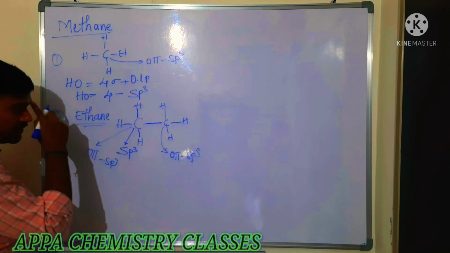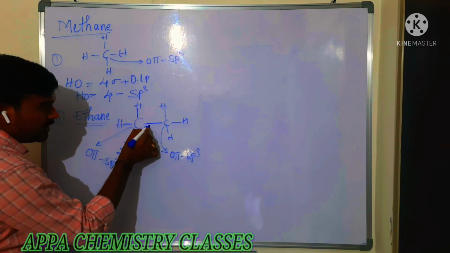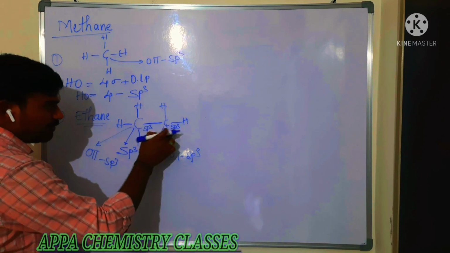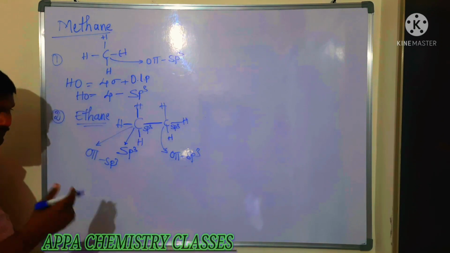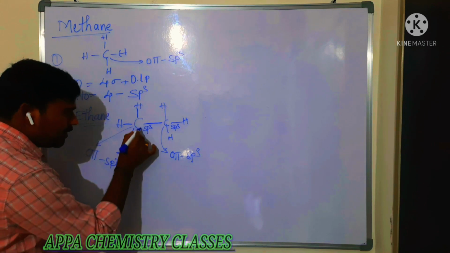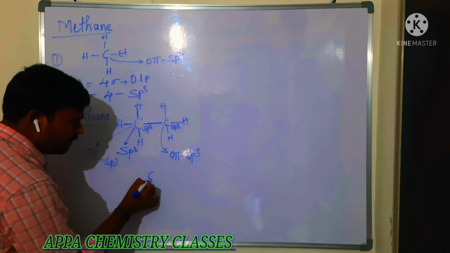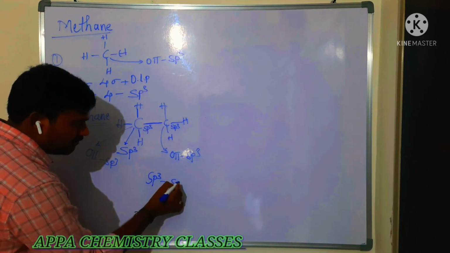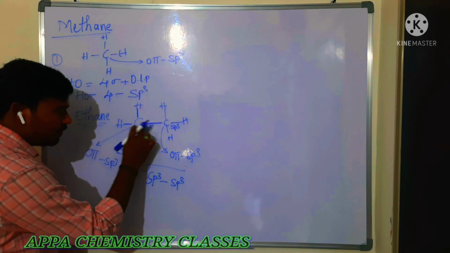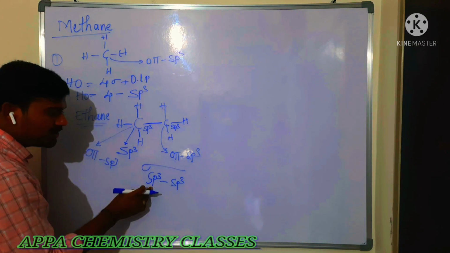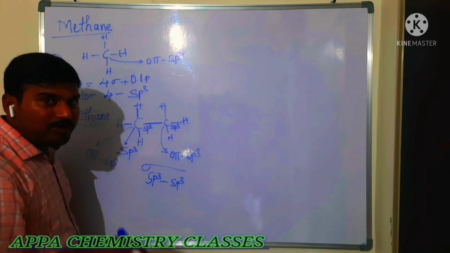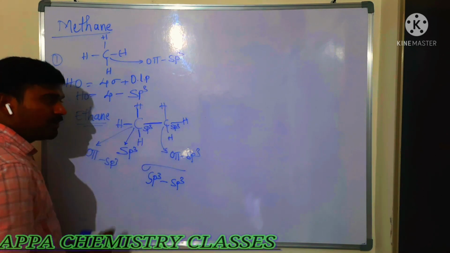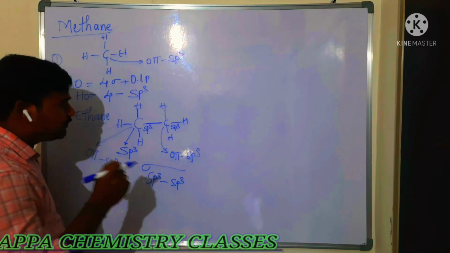Now you see in this case, what happens? This is an sp3 carbon. This is also an sp3 carbon. In between these sp3 carbons, what type of bond do we have? A sigma bond. The sp3 orbital of this carbon will overlap with the sp3 orbital of this carbon. So the carbon to carbon bond is an sp3-sp3 overlapping bond. Is that clear?